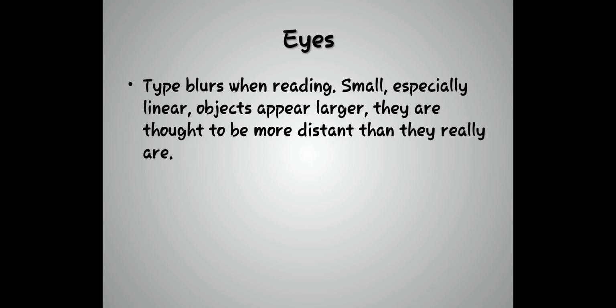Eyes, if you're talking about when they're reading, the typing fonts actually become blurred. Small, especially the linear objects appear larger. They are thought to be more distant than they really are, right? So they think even if it is specs which are kept just nearby, they feel that it is distant. So if it is kept 5 centimeters from them, they take it as 7 to 10 centimeters from them. So that appears firstly larger and then distant also, right? So this is how it is.